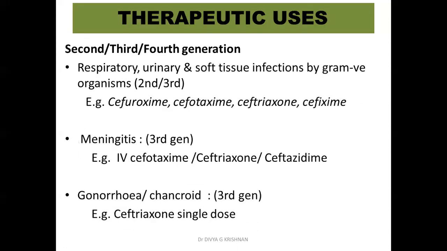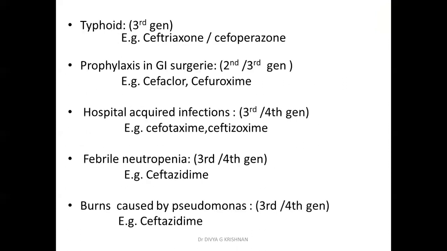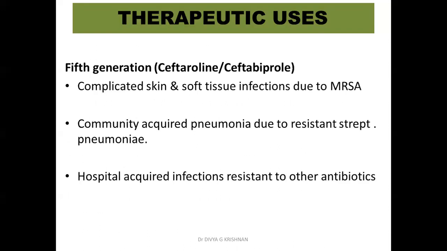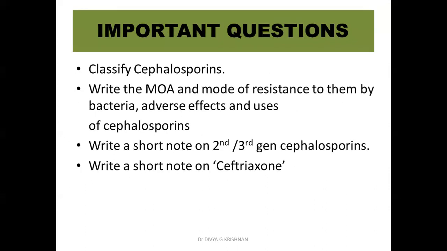So, the uses, once again, of second generation, third generation, and fourth generation are respiratory, urinary, and soft tissue infections by gram-negative organisms, meningitis, STDs like gonorrhea, chancroid, typhoid, prophylaxis in gastrointestinal surgeries, hospital-acquired infections, febrile neutropenia, burns caused by Pseudomonas. Fifth generation ones are kept as reserve for complicated infections as well as for infections which are resistant to other cephalosporins.